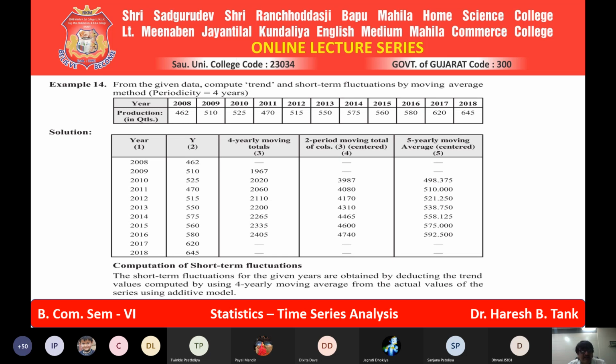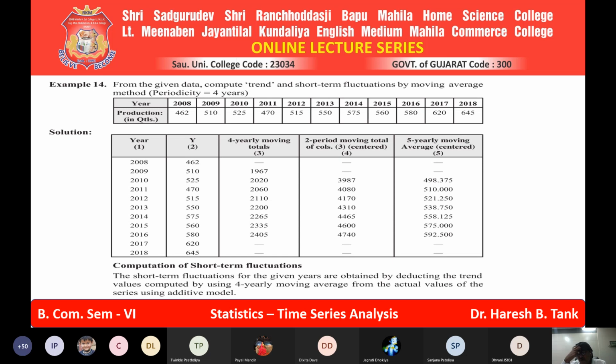Now, the example says that from the given data, calculate trend and short-term fluctuations by moving average method. Periodicity is 4 years. That means you have to calculate 4 yearly moving average. I want all of you to do it right now in the class. Two things are to be focused on. First thing is 4 yearly moving average is to be found, and then after a short-term fluctuation is to be found out. First thing first of all, just concentrate on 4 yearly moving average.